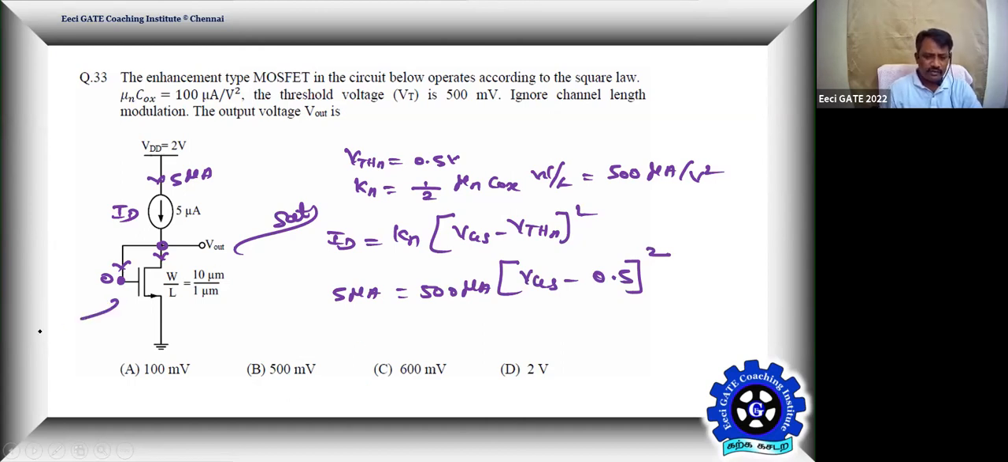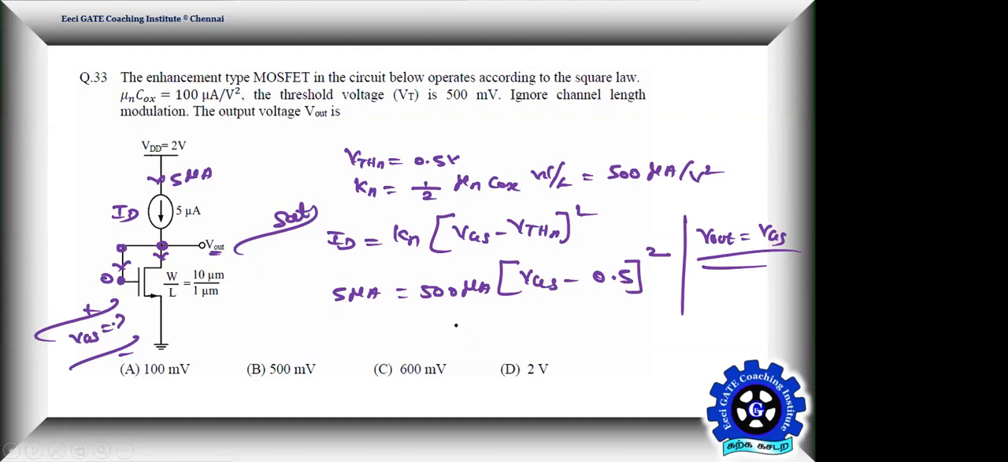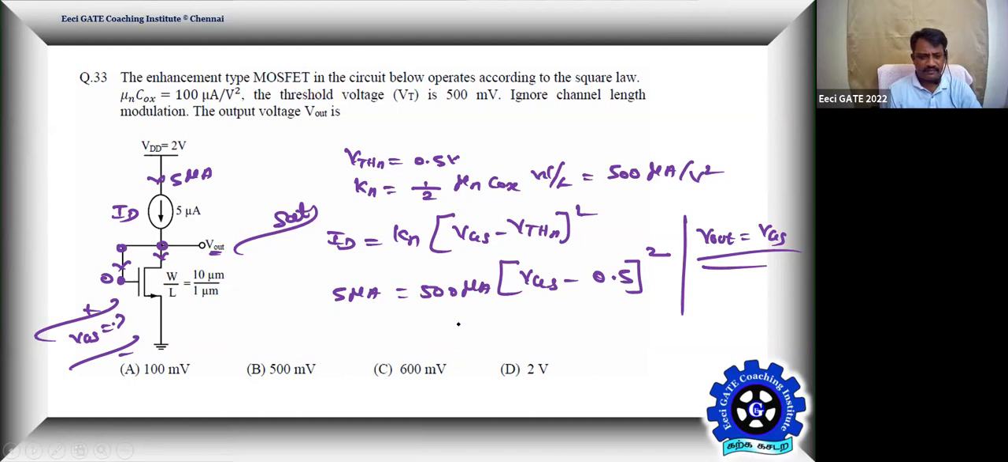Because what is V out? If this potential is VGS, once you get VGS, what do you know? The gate potential. The gate potential is equal to V out. Therefore, the gate potential is VGS. V out is equal to what? V out is equal to VGS only. Yes, find the VGS and complete the problem.